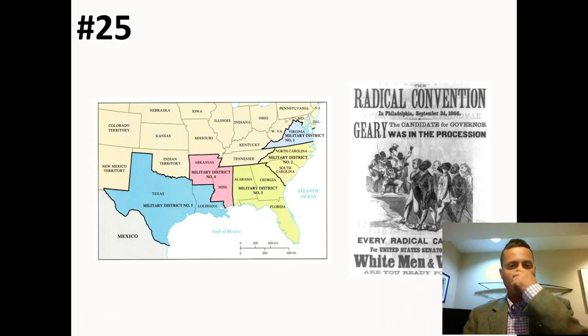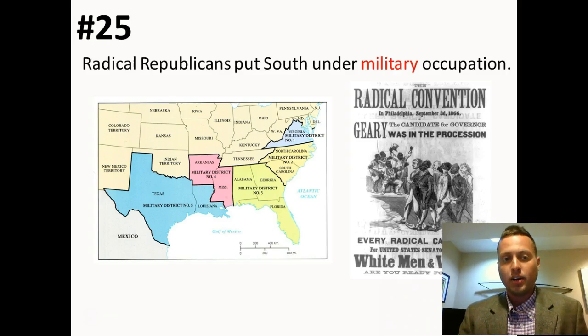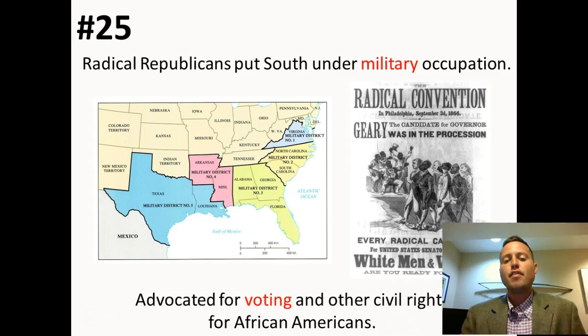Okay, so what are these Radical Republicans planning on doing? Well, number one, let's stick the military in the South. Let's divide the South up into 5 military districts and keep an eye on every single thing that they do. This is embarrassing for the South. That is a form of punishment. Now let's give voting and other civil rights to African Americans. That is what the Radical Republicans push for. At that time, kind of a radical idea, which is why they're called the Radical Republicans.